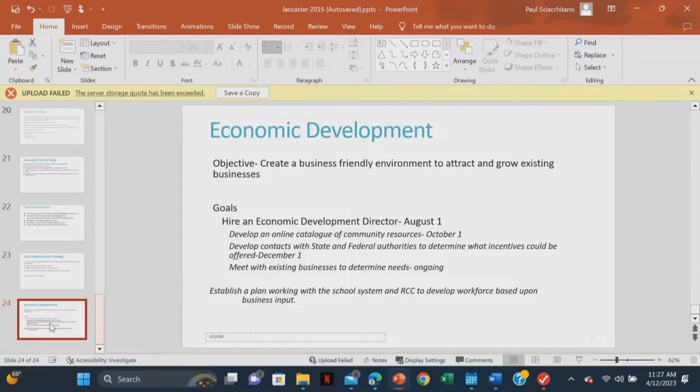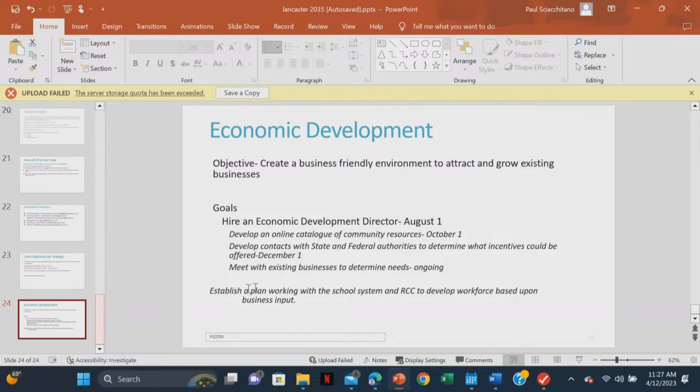But we do need to develop an online catalog of community resources, develop contacts with state and federal authorities, and determine what incentives could be offered. We need to be meeting with existing businesses, determine what their ongoing needs are and their development needs. Like I know one small business in town is thinking about opening up their own window building plant. But they're searching around for how to get the capital to do that, and that's one of the members of my subcommittee.